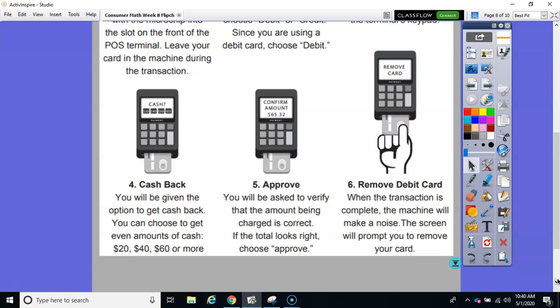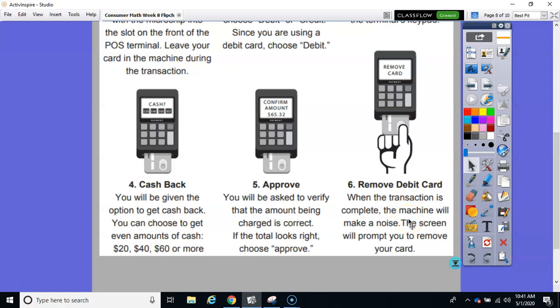You have the option to get cash back. You can choose to get cash back in even amounts of cash. Some places even let you do odd numbered amounts as well, so it all depends on the store. And then approve: you will be asked to verify the amount being charged is correct. So if your total purchase was, let's say, $15 and you asked for $20 cash back, then your new amount would be $35. They're just asking you, is $35 the right amount? In this case, it says $65.32, and you say yes, it is, by clicking approve. Once the transaction is complete, you remove your debit card and go on.